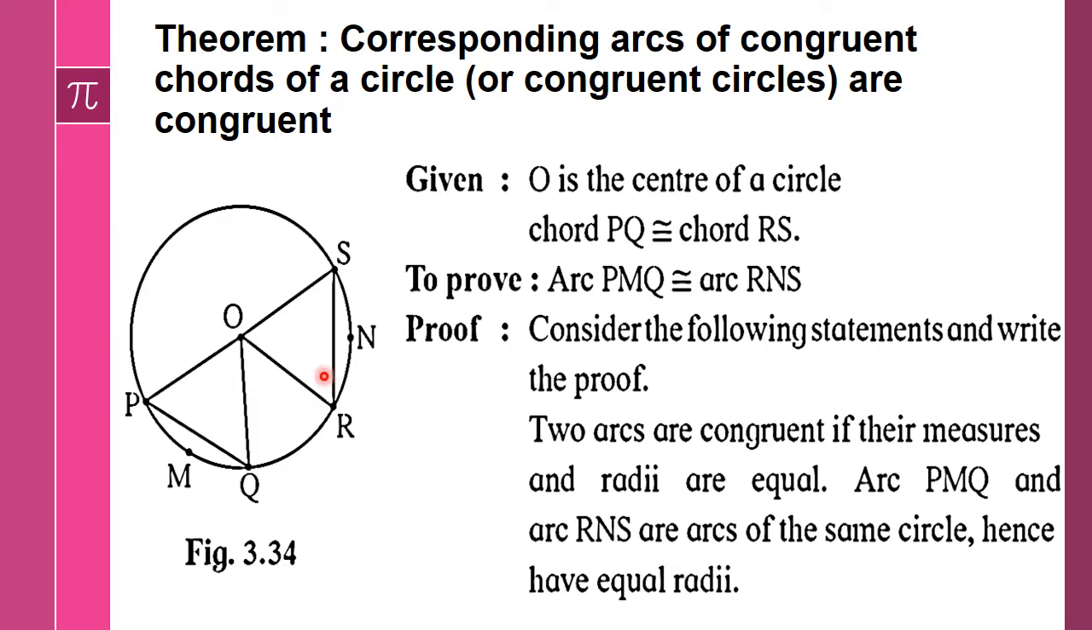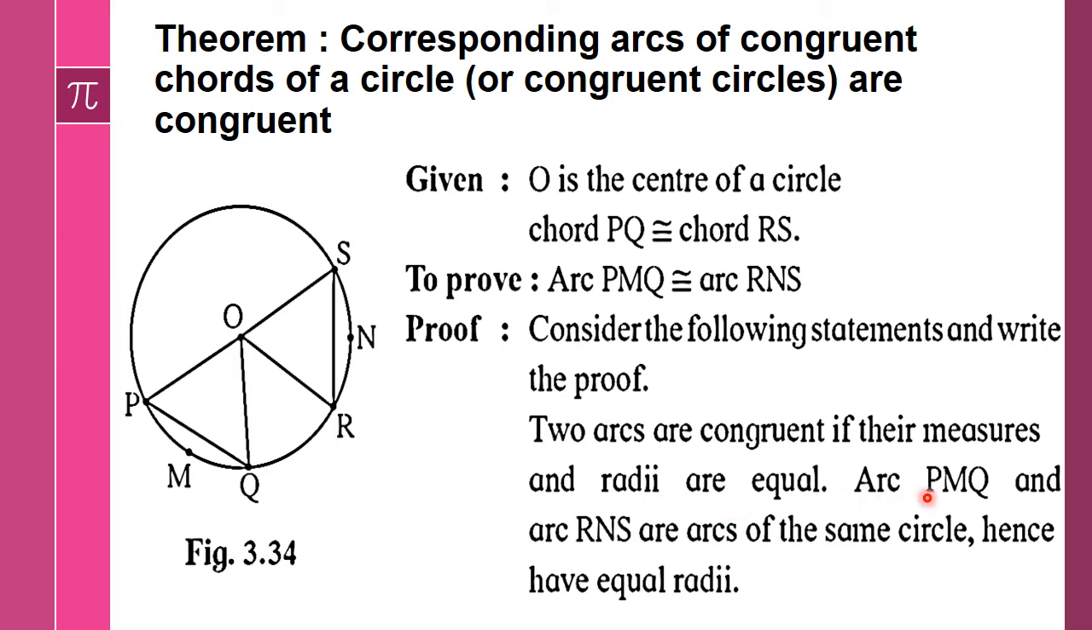And in case, as in the statement, they are not talking about one circle, then they are talking about two congruent circles. If the chords are in two different circles, that is two different congruent circles, then congruent circles also have the same radii. Okay, so anyhow the radii are equal in both cases.